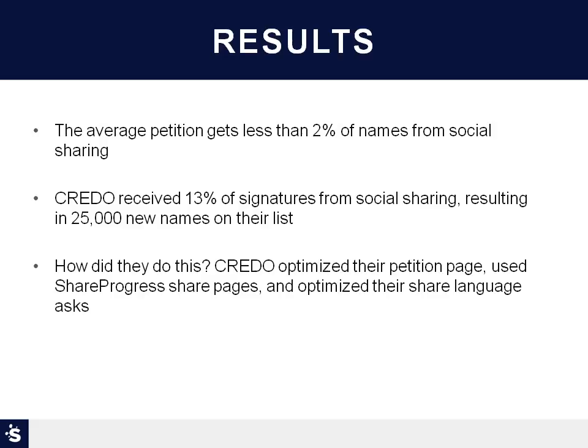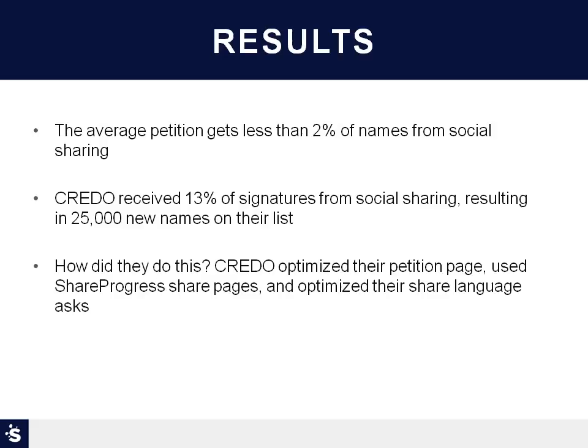In this particular campaign, Credo actually got 13% of their signatures from social sharing. And this was a big campaign. They had over 250,000 people who signed it. And so what that meant is that they actually got 25,000 new people who had never been involved with Credo before to sign on and then get involved with Credo through that campaign. So this was a big growth moment for them. Not only did they get a lot more support on this particular petition, but they got a lot more supporters out of it as well.